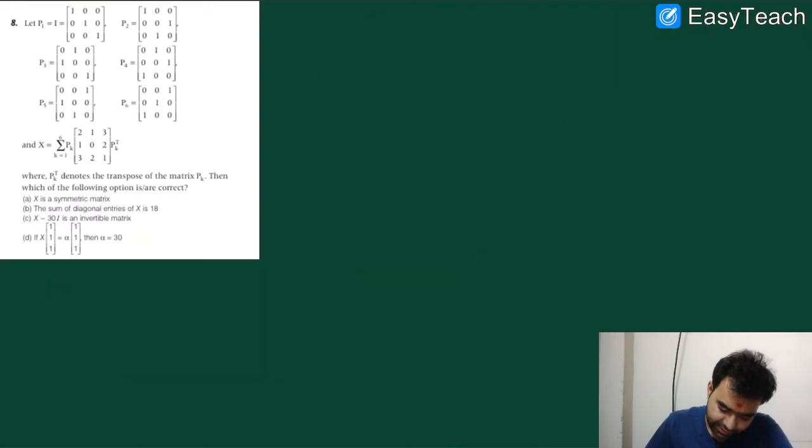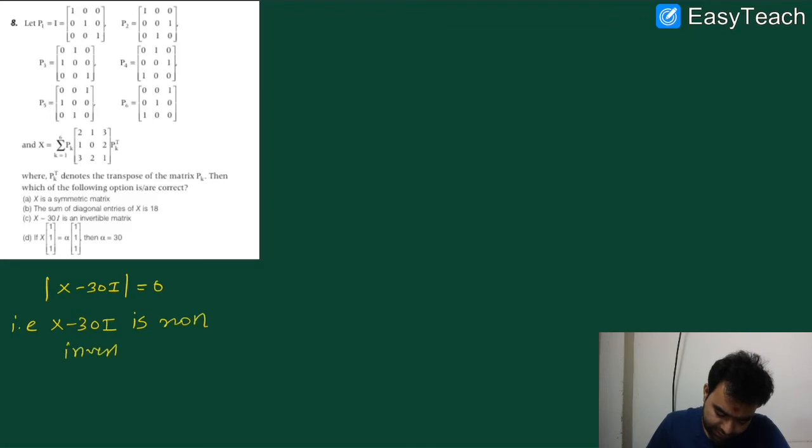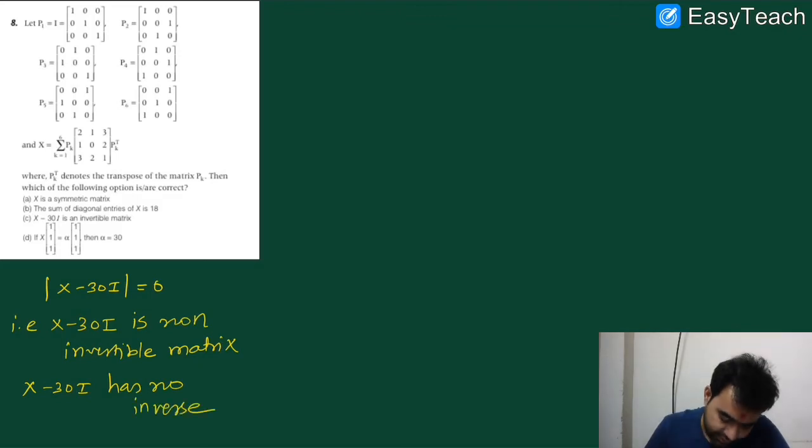Now since determinant of X minus 30I is equal to 0, that is X minus 30I is a non-invertible matrix. Non-invertible matrix, it means X minus 30I has no inverse since determinant is 0. So what is given here? This first is correct, third is correct, then X minus 30I is invertible. No, this is wrong. So option C is incorrect.